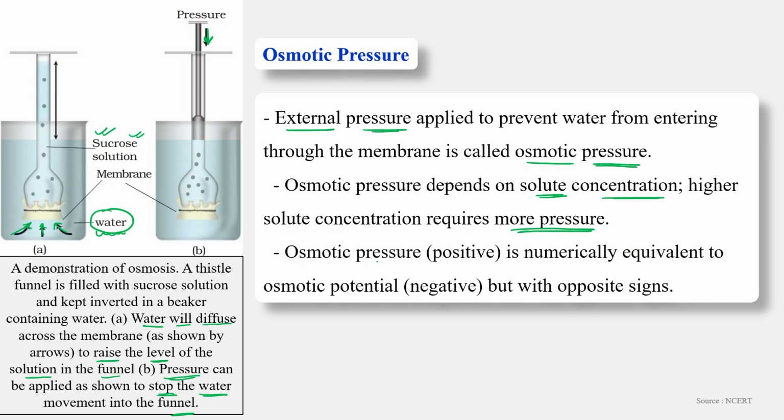So, osmotic pressure, which is normally positive, is numerically equivalent to osmotic potential, and this osmotic potential is negative. Okay, so this one is an important line. Osmotic pressure is numerically equivalent to osmotic potential but with opposite sign. Clear? Now let's discuss different types of solutions.